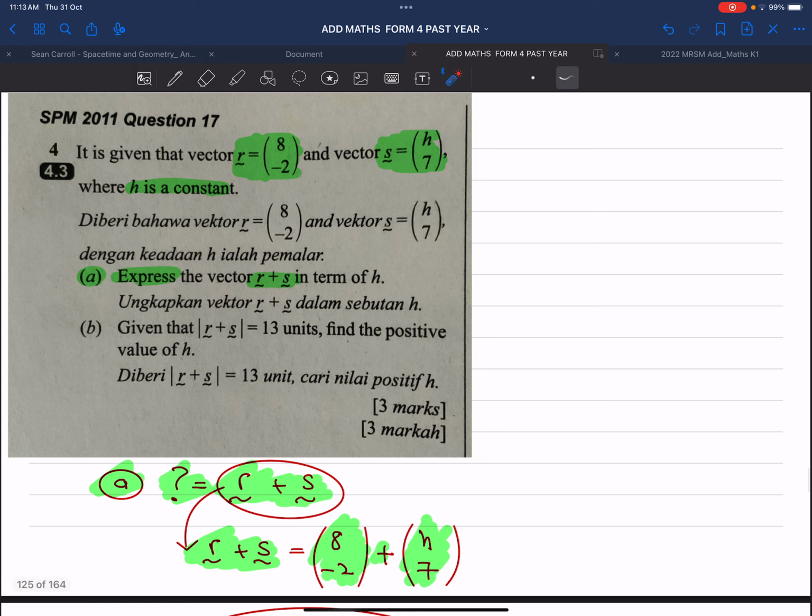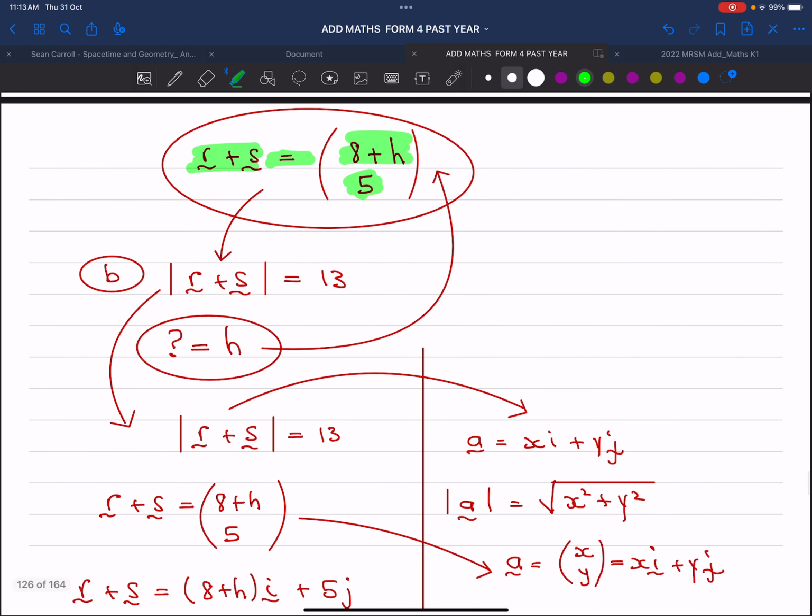Part B, given that the magnitude of the vector R plus S is 13, find the positive values of H. So part B, we are given the magnitude of the vector R plus S is 13, find H.